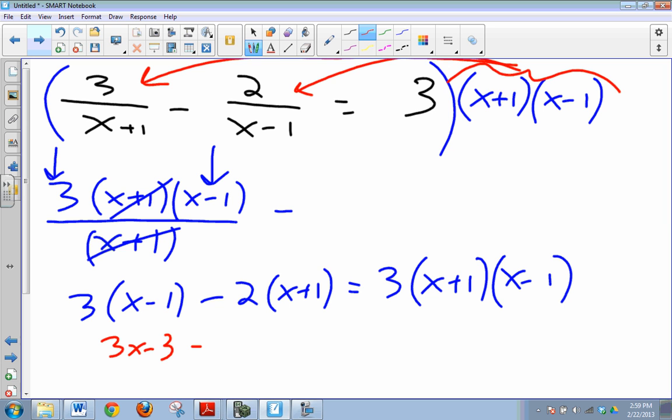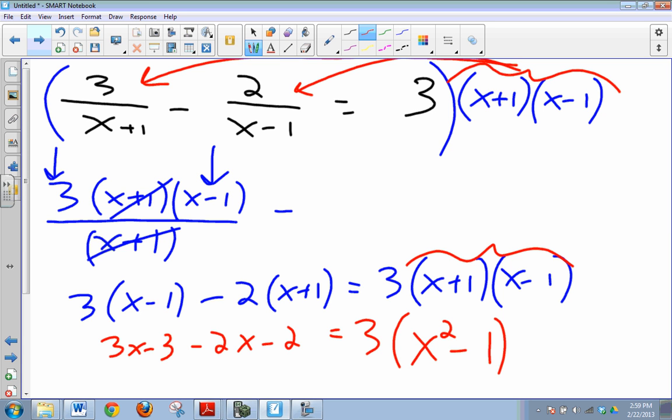Negative 2x minus 2. Good. equals, just pretend that 3's there. Just do these two. What do you get when you multiply those out? x squared, this minus 1. There you go. So the 3 stays out front, and you just have x squared minus 1. Now multiply it, step by step. And then the 3x squared minus 3. There you go.